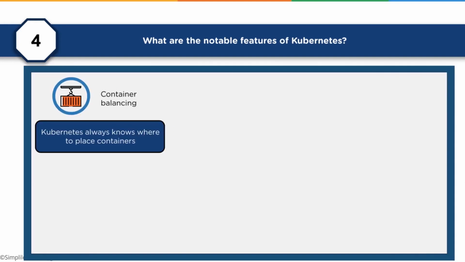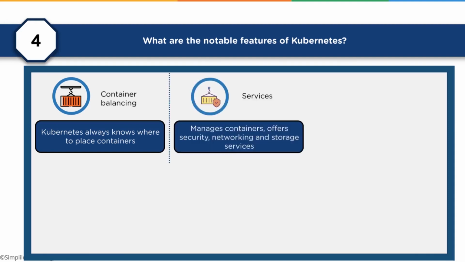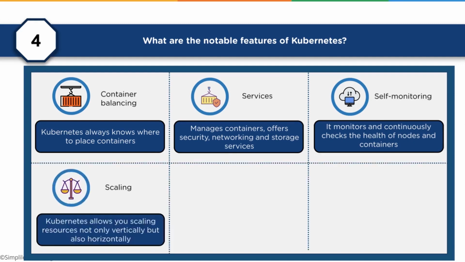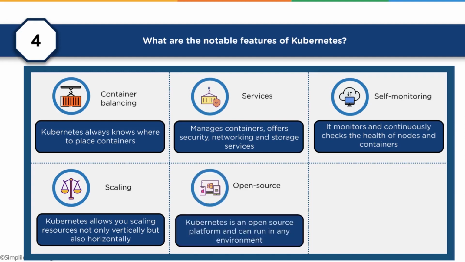So what are the notable features of Kubernetes? One is the ability to do container balance. Kubernetes always knows where to place a container within its entire network, within the pods and with its infrastructure. The services are managed for security, network, and storage. It is self-monitoring, so it goes in and is able to check its own nodes for health and the containers within the nodes, so it makes sure that the applications are always running effectively. You can do the scaling effectively, both vertically and horizontally within Kubernetes. The solution is open source, so there's no actual fee for the Kubernetes service itself.